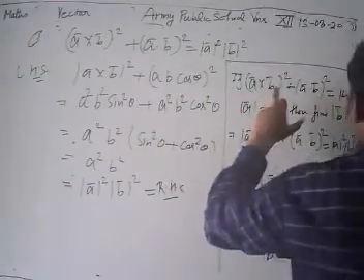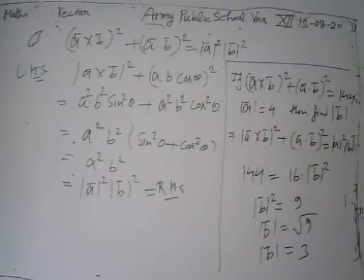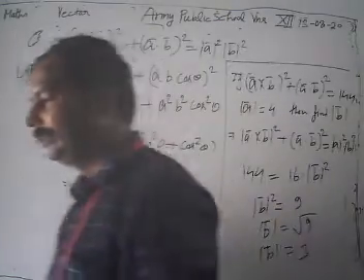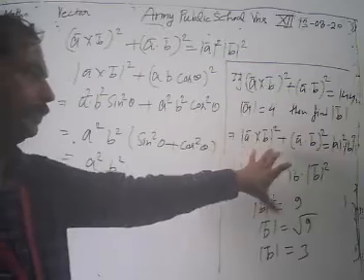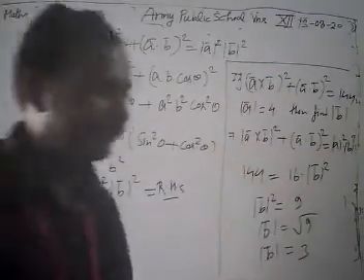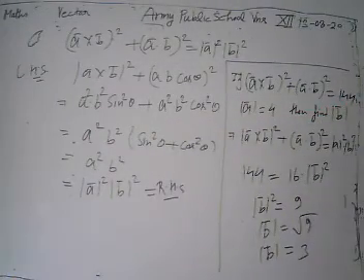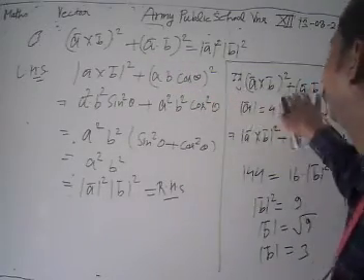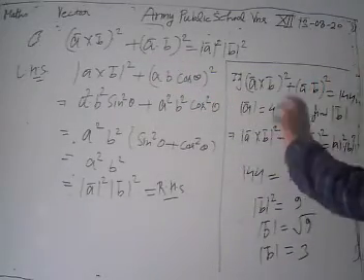We are given that (a cross b) whole square plus (a dot b) whole square is 144. Then we are given the value of a is 4. Then we have to find the value of b. We put the values here, divide by 16, 144, and we get the value of b is 3.